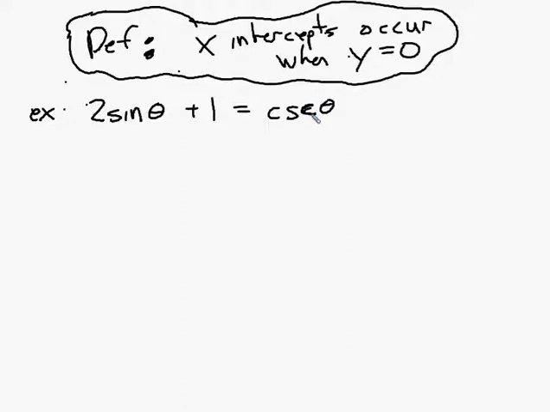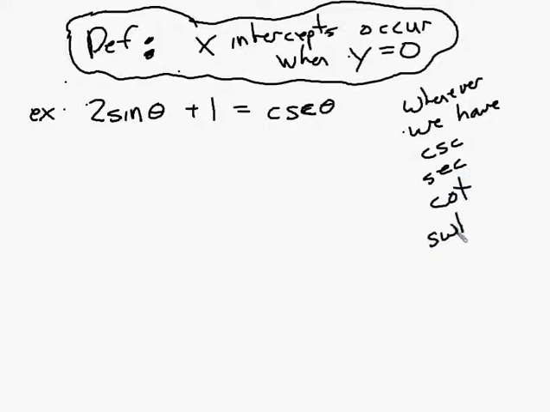Okay, so here's what we have. 2 sine theta plus 1 equals cosecant. Now, our calculator does not have inverses for cosecants, cotangents, and secants, right? So whenever we have cosecant, secant, and cotangent, switch to the reciprocal. Use the reciprocal identity.